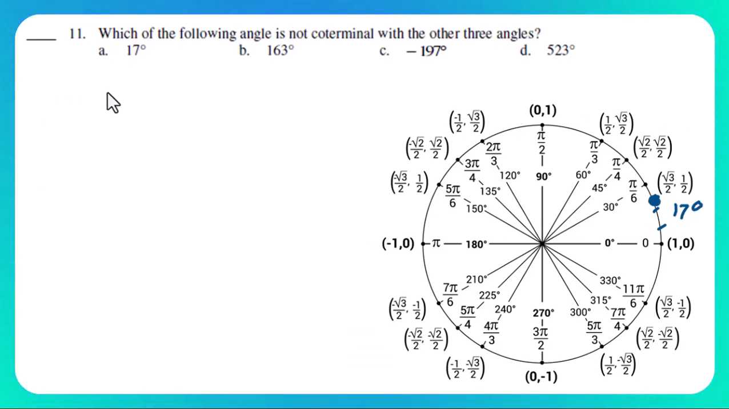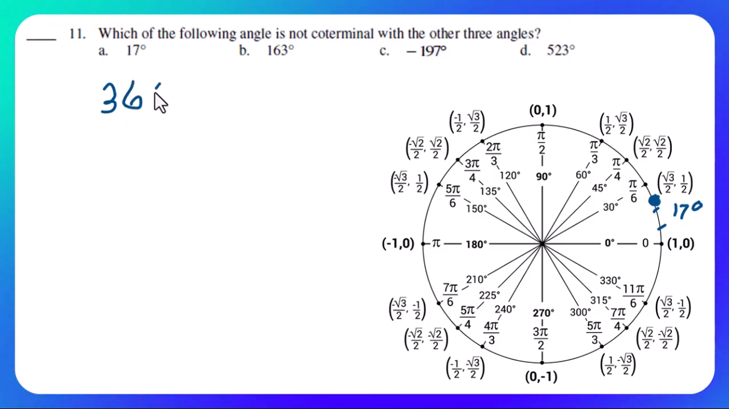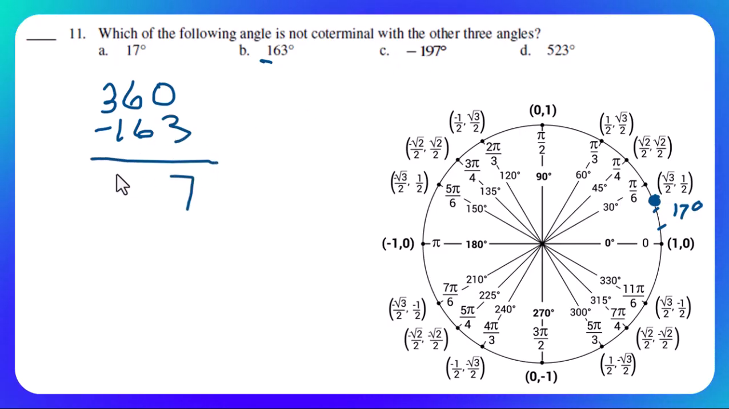Okay, now we're going to take 360 and we're going to subtract 163. So 360 minus 163 is 197. All right, so those don't match up. 197 is going to terminate over here somewhere.